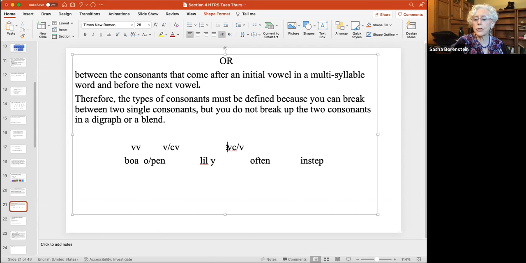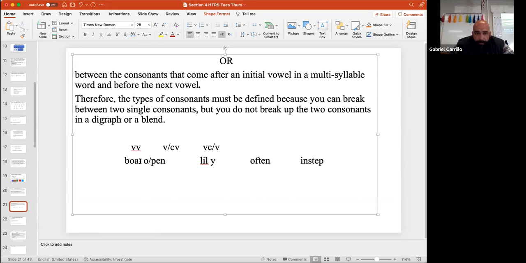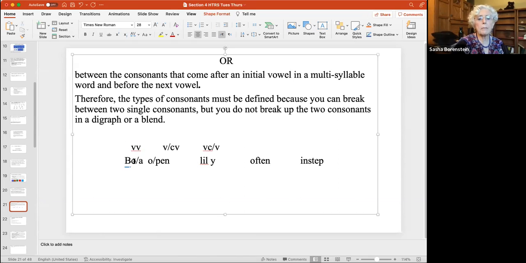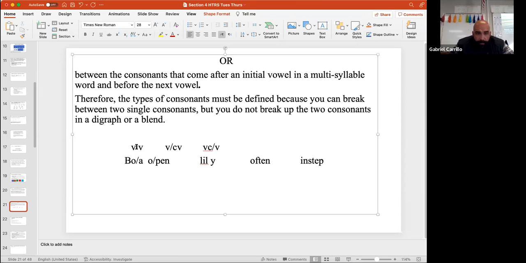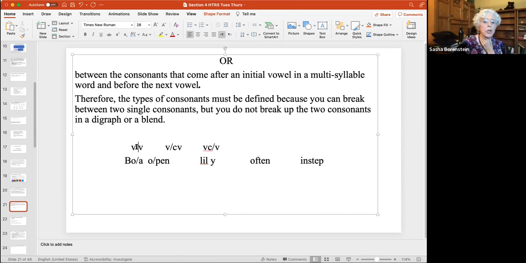Can I have those 2 vowel sounds in the same syllable? No, we need to break it between the 2 vowels, don't we? Okay. And so the first syllable, is it open or closed? The first vowel is open. The first syllable is open. How about the second vowel in boa? Is it open or closed?